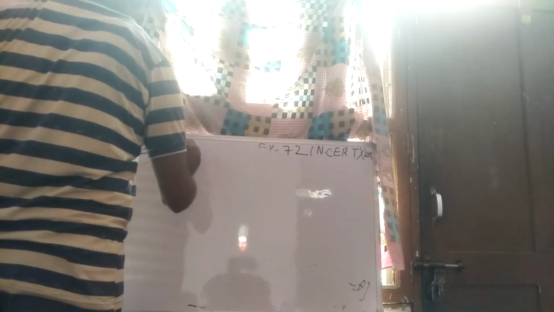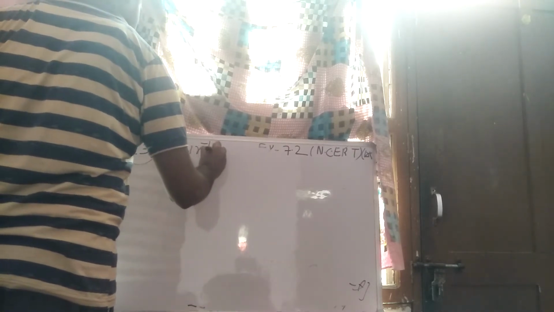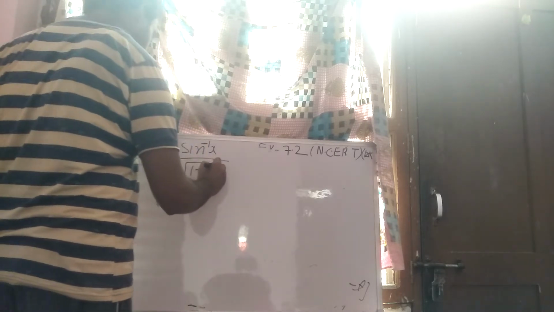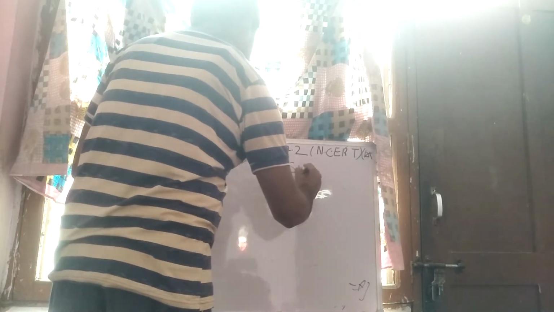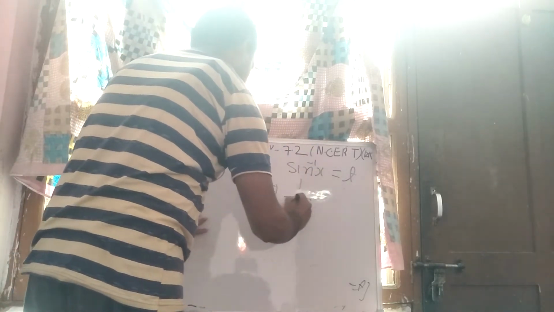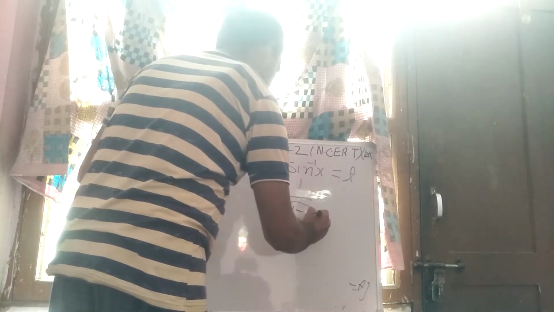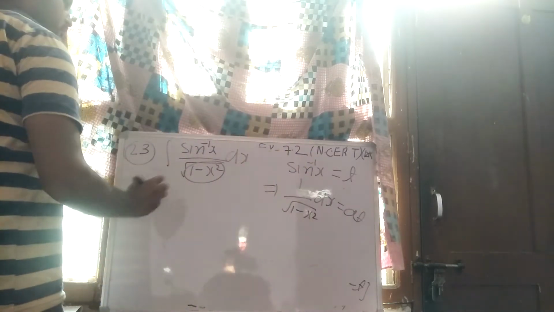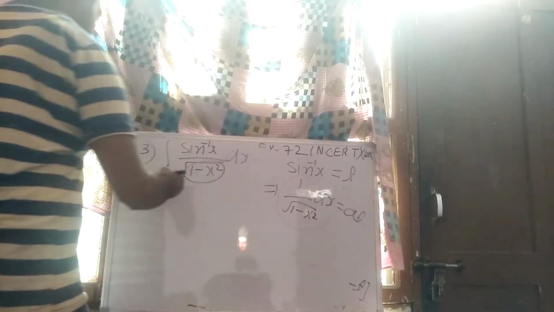The question is sin inverse x upon root under 1 minus x square, dx. We have to substitute sin inverse x equal to t. We also know the differentiation: 1 upon root under 1 minus x square into dx equal to dt. So this is the value of dx.